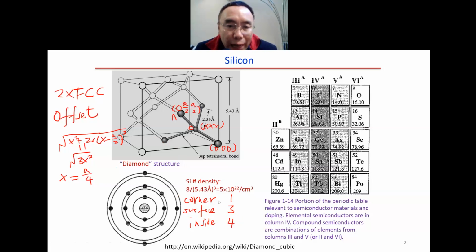Then we have a total of 8 items inside the unit cell, divided by the volume. This number is the number density of the silicon. This is a very important number, because later when we talk about doping concentration, we refer to this number. So you should remember it.